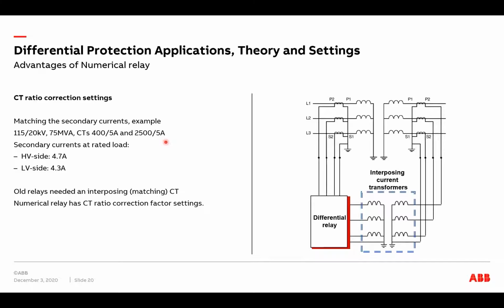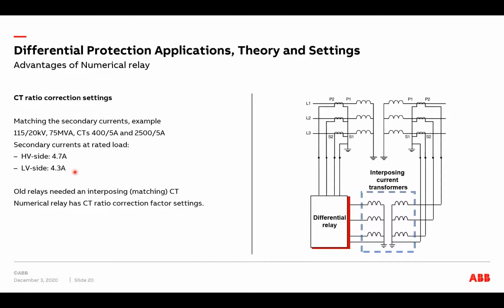So the problem comes when we calculate what will be the secondary currents at rated load. The secondary current is what our relay is measuring. That will end up at 4.7 amp on the primary side and 4.3 on the secondary side. So you see that because the differential protection is calculating the differential current, it will not be zero here.